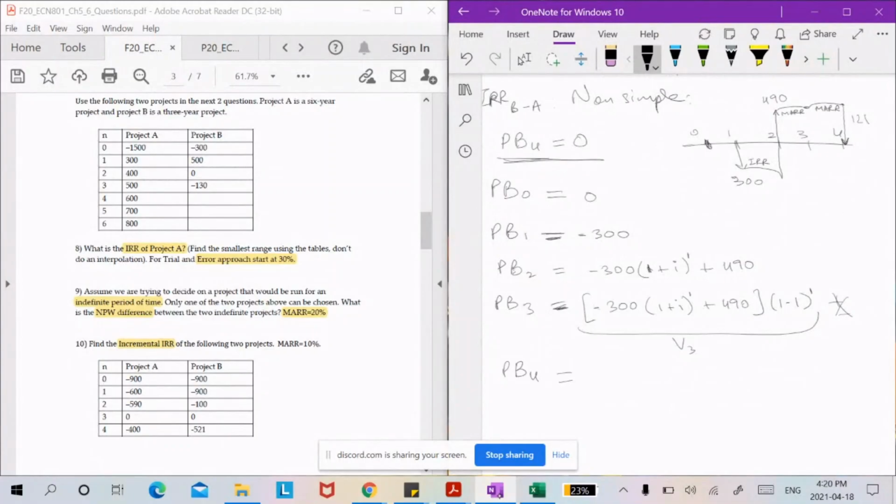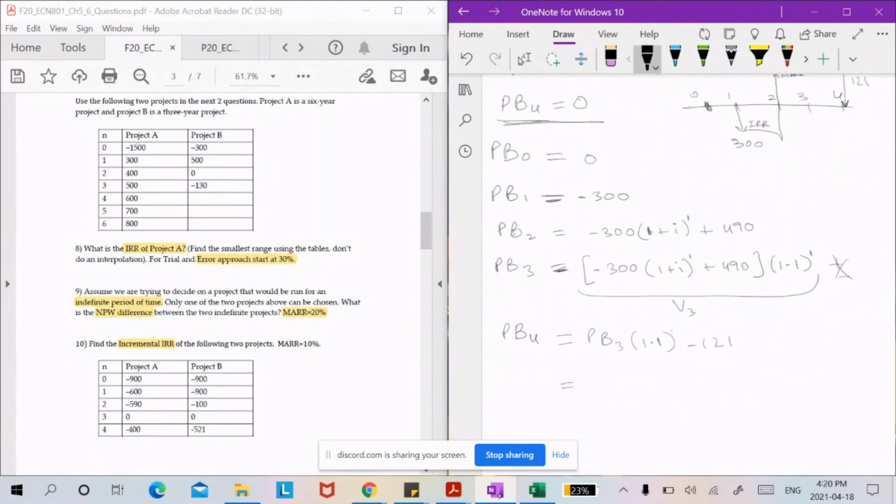In the fourth period, project balance 4, what you need to do is apply the MAR again to the project balance 3. So it would be PB3 times 1.1, the MAR, and minus 121. We know PB3 is this spot, so minus 300 times 1 plus I, plus 490.